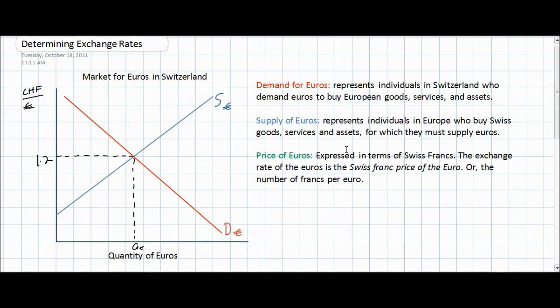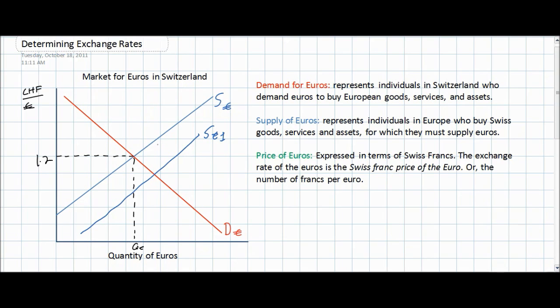Next, let's talk about some factors that can cause the supply of euros to change in Switzerland. As we said before, the supply of euros represents individuals in Europe who buy Swiss goods, Swiss services, and Swiss assets for which they must supply euros to the Swiss foreign exchange market. If anything changes that causes an inflow of foreign investment into Switzerland or an increase in demand for Swiss goods from European households, any of these things can cause the supply of euros to change and shift outwards.